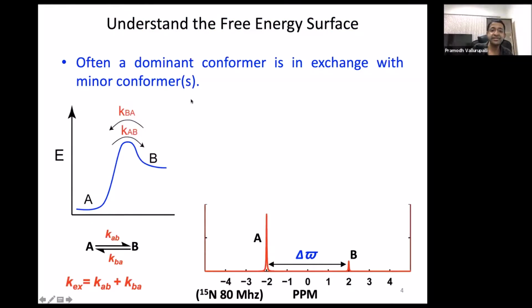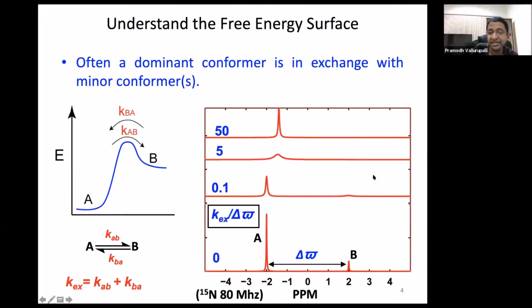Now, often we have a dominant conformer in exchange with other minor conformers, and that's shown here for the case where state A is populated to 90% and state B to 10%. And so if we are at very low temperature, essentially in the absence of exchange, we expect to see two peaks in our spectrum, with a ratio of 9:1. But the moment we have exchange, this minor peak disappears and becomes invisible because its lifetime is 9 times lesser.